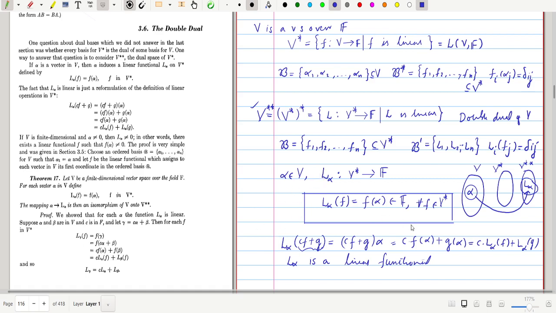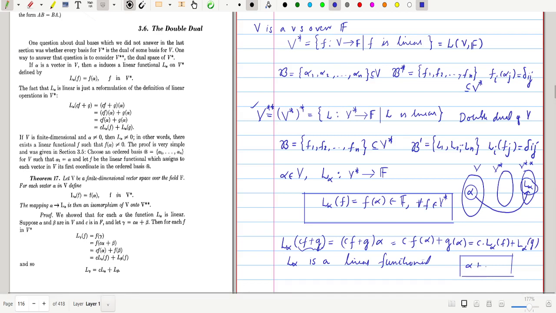So we can make a correspondence between this V and V double star using this. Alpha is mapped to L alpha. So this is a connection between V and V double star, not V star, V and V double star, because this is an element of V double star and this is an element of V. Okay, now we will study more on this linear functional.